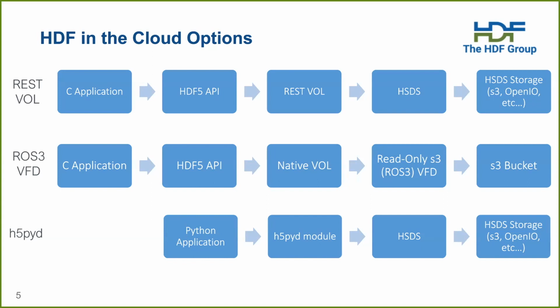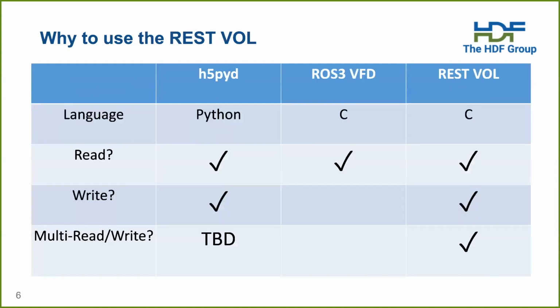If you think you might want to work with HSDS, but you aren't too strongly attached to working in C or working in Python, how might you actually decide what you want to use? Are there any feature differences? And there are. The REST VOL supports some things that h5pyd does not, one of which is multi-read and multi-write. Multi-read and multi-write are new API calls that were added in HDF5 1.14, and they bundle up requests to read and write from multiple datasets at the same time.